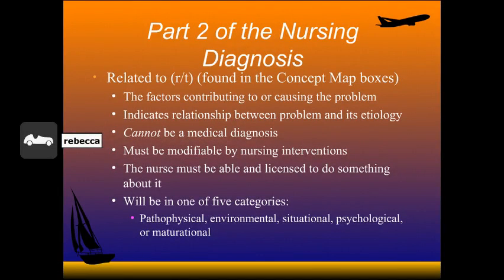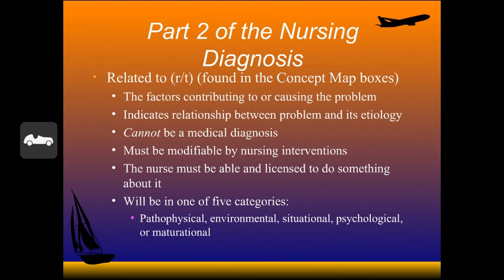The second part of the nursing diagnosis is the related to. Again, this information is also found in your concept map boxes. It's part of your objective and subjective data that you've gathered. Remember, this is what caused the problem. It indicates a relationship between the problem and its etiology, how it's related to one another. This cannot be a medical diagnosis, so don't let yourself be confused with that.